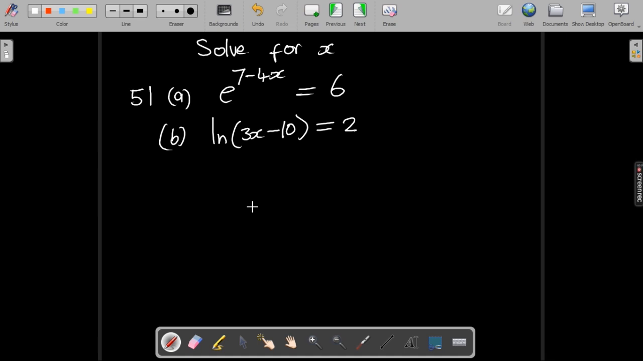So you're asked to solve for x. Let's start with the first one. In the first one, we have e to the 7 minus 4x equals 6.